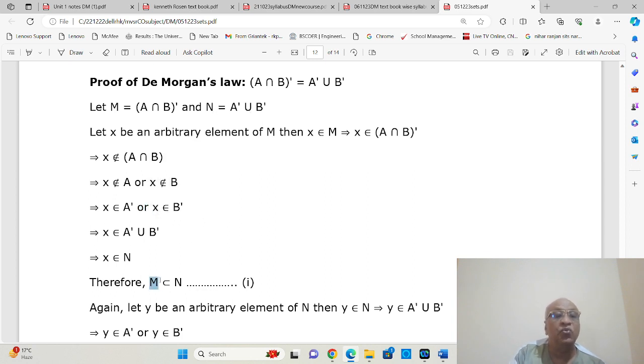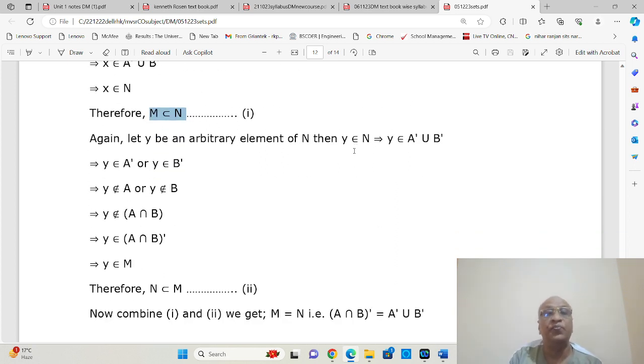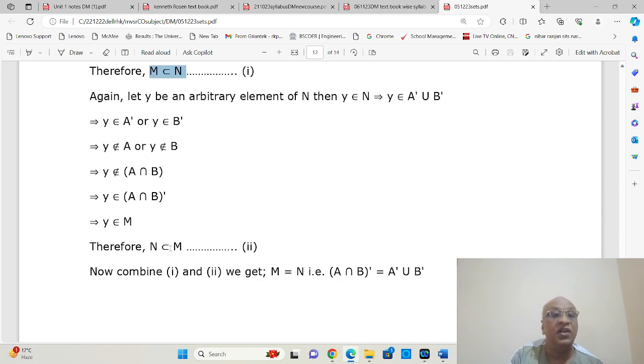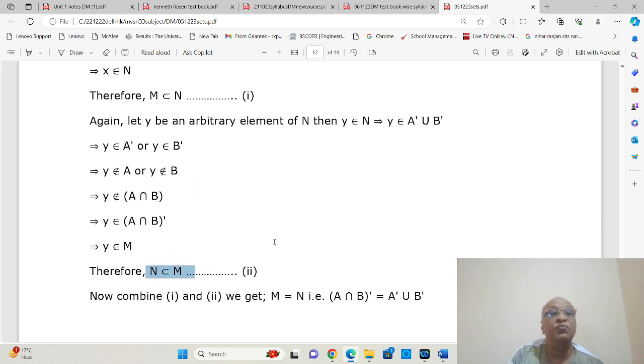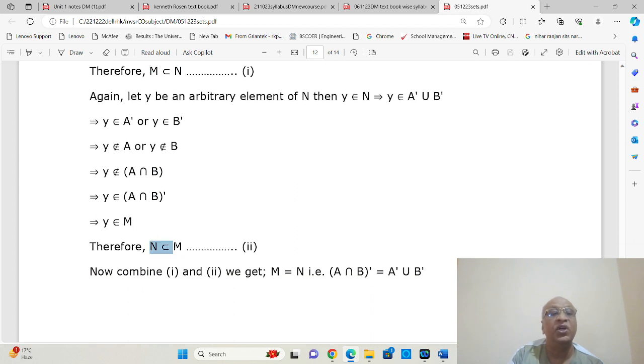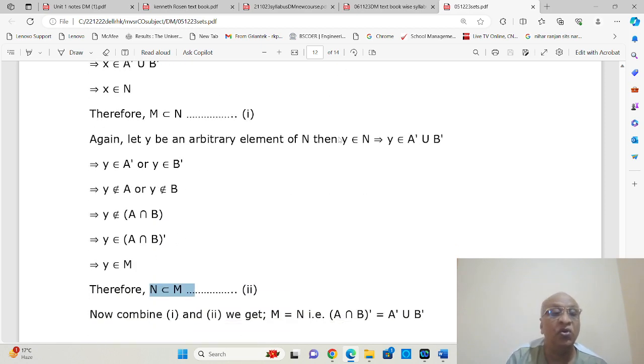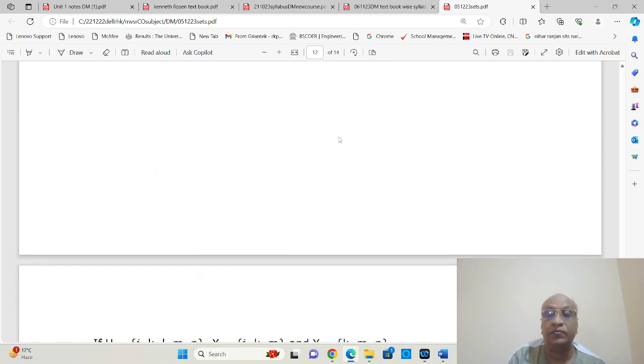So what is proved? M is a subset of N. Similarly, what can be proved vice versa? That N is a subset of M. And once we prove that M is a subset of N and N is a subset of M, we know that both are equal. So M is equal to N. If M is equal to N, (A intersection B) complement is equal to A complement union B complement.